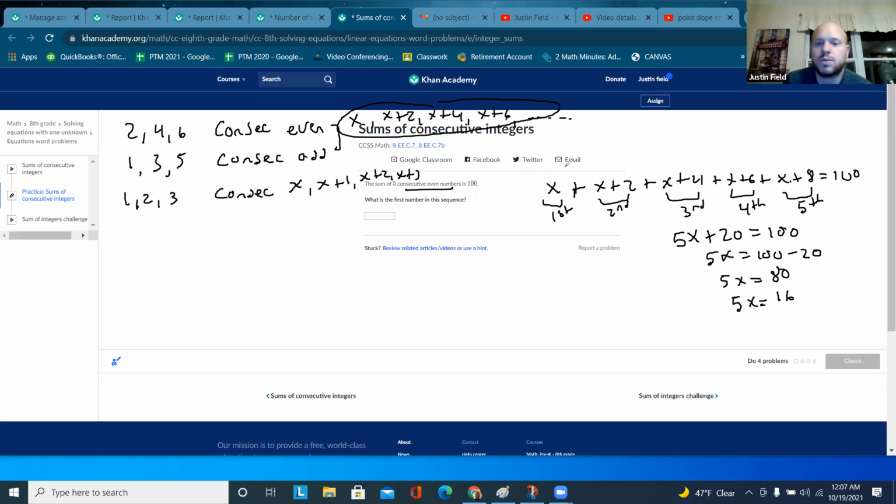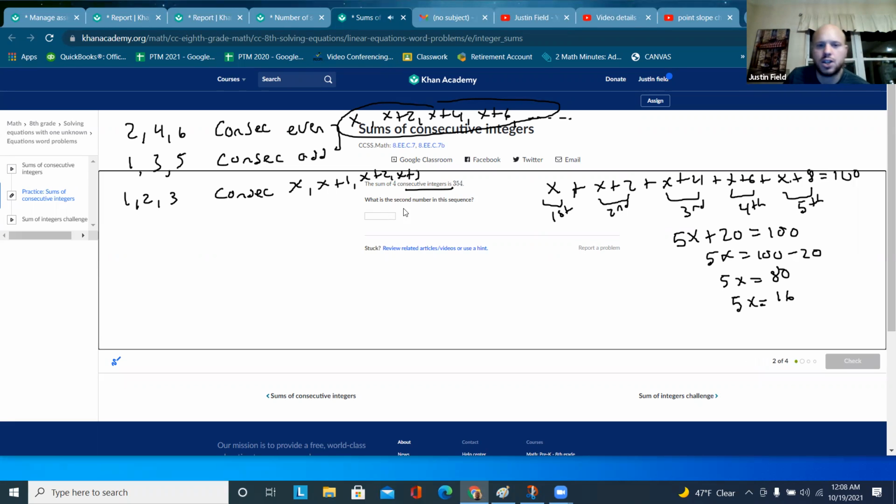So what are the numbers that add to 100? That would be 16, 18, 20, 22, 24. Now, I didn't do that right. The only thing is, it's not 16, is it? Is it 16? It is 16. Yeah. So let's see, what is the first number of the sequence? I'm saying 16. Okay. Good job, Mr. Field.